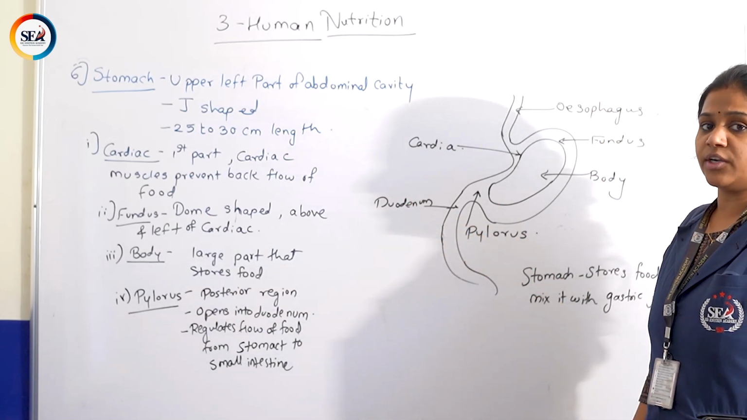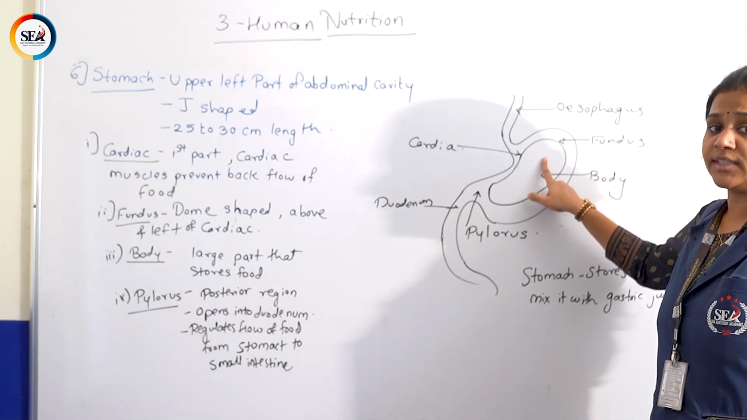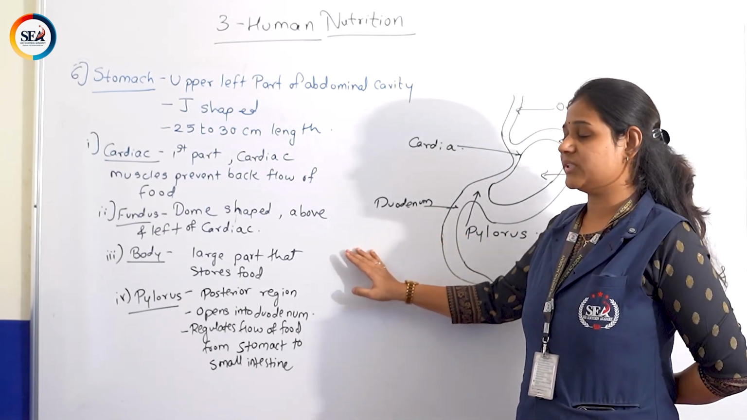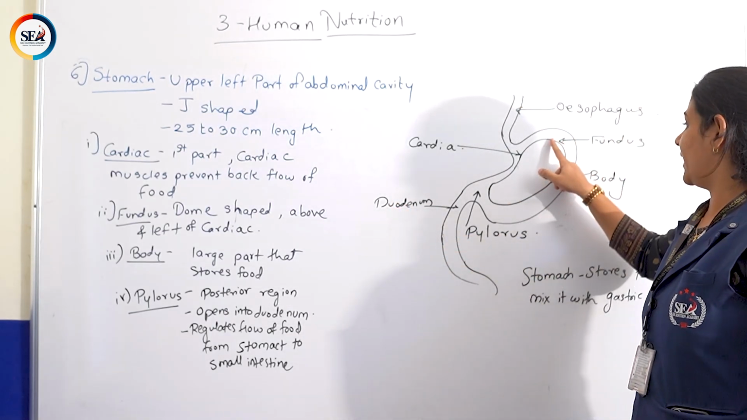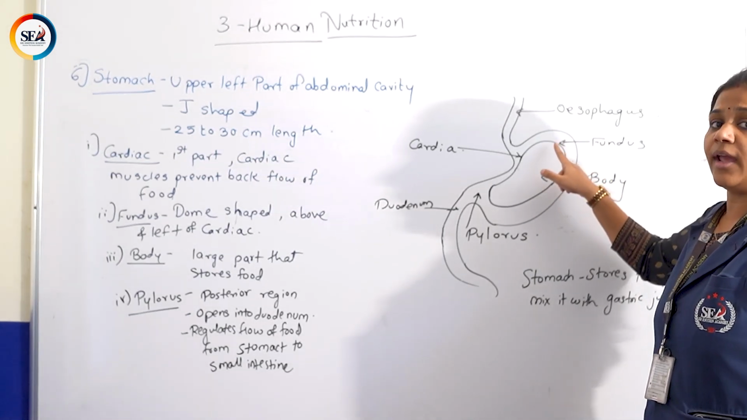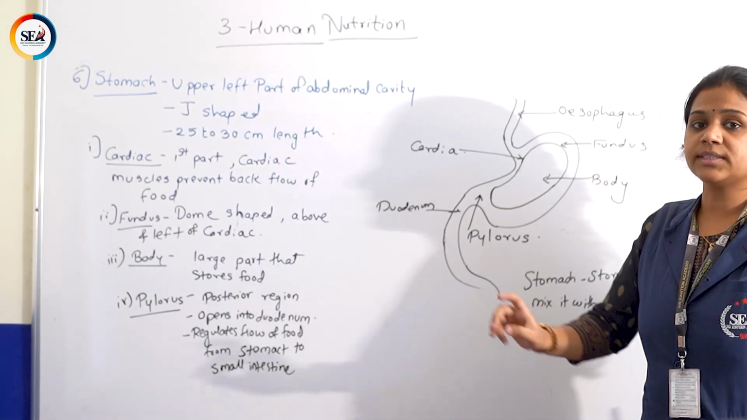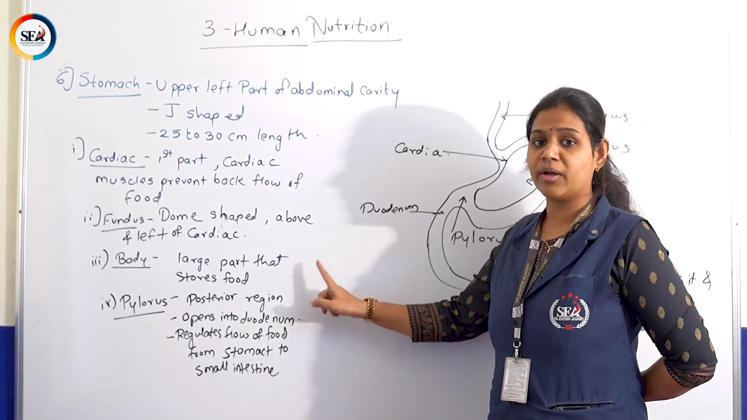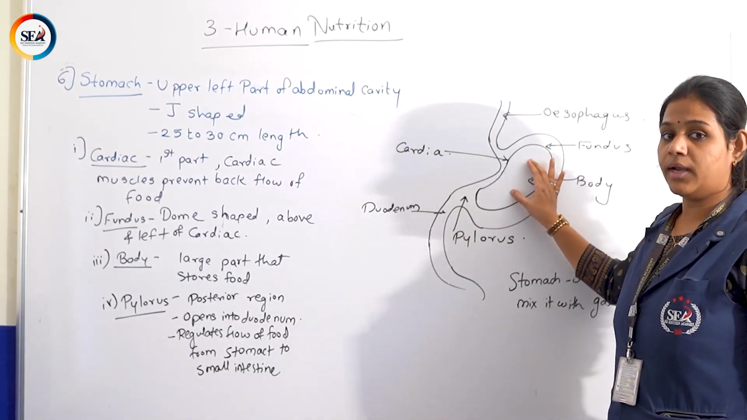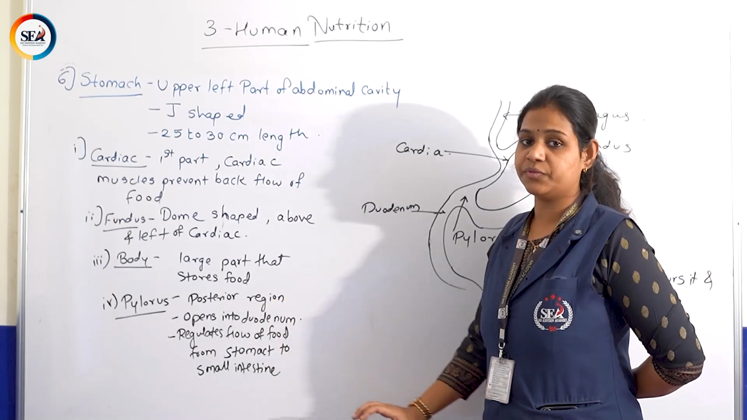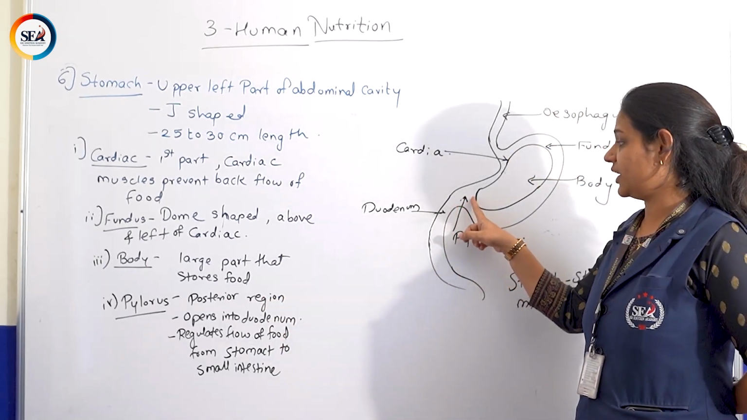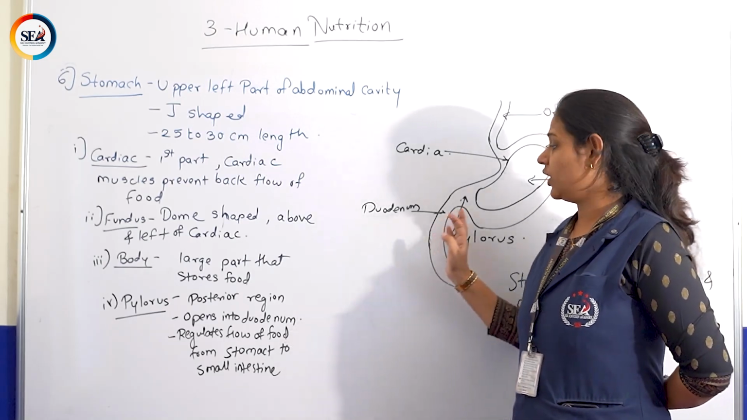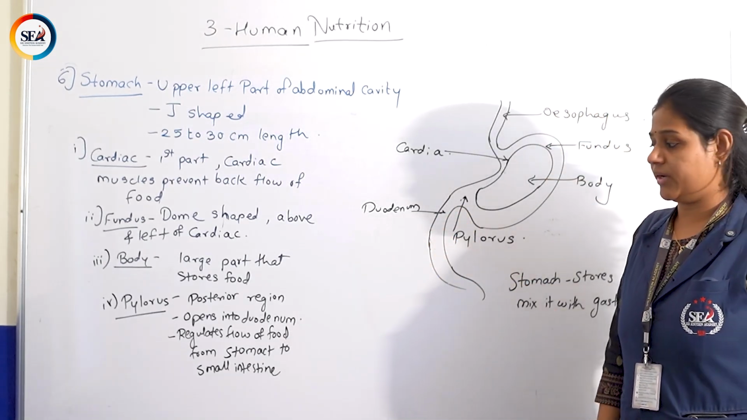Cardiac muscles are present in the cardiac, which prevents the backflow of food into the esophagus. The second part, the fundus, is the dome-shaped region present just above and to the left of the cardiac. Next, the third part is the body of the stomach, which is the largest part of the stomach and stores the food. The fourth part is the pylorus, which is present in the posterior region and is the small narrow part of the stomach. It opens into the duodenum, the next part of our alimentary canal.